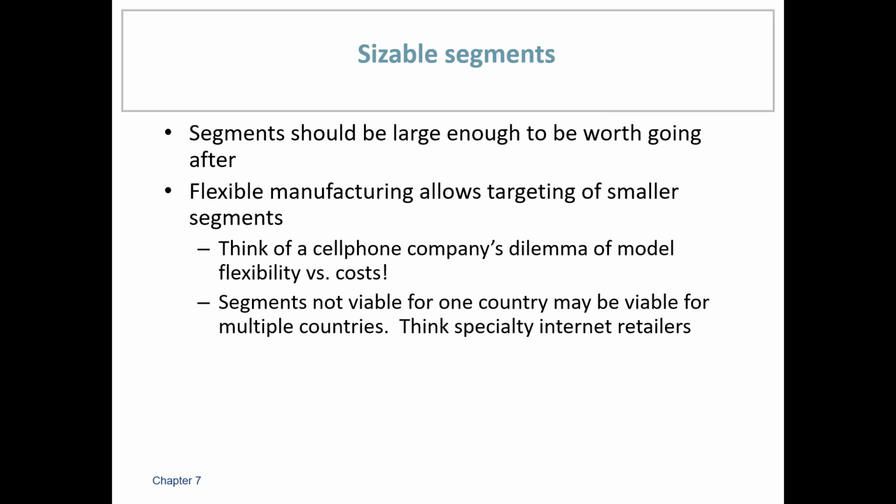A segment should be big enough to go for, and that's almost a given. With flexible manufacturing, we can target slightly smaller segments. But imagine if I'm a cell phone company, you've got a trade-off. I could produce thousands of different phones, each aiming at a really tiny micro segment, or I could have one phone for all my consumers. So it's a trade-off.